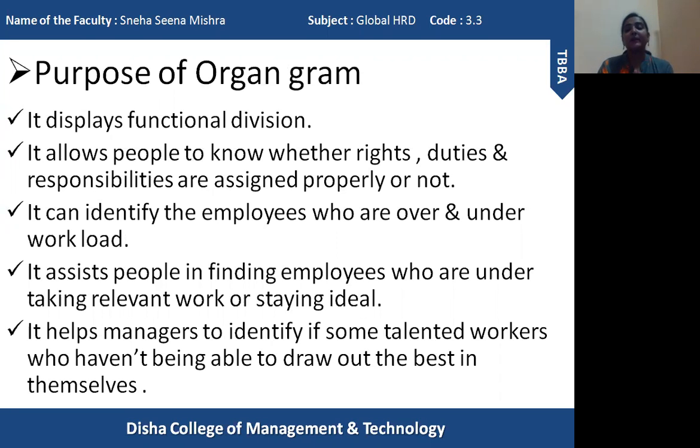Functional division means when an organization is divided on the basis of function, like marketing, HR, production. These are the different types of functions. Okay, these are the different major categories of functions like production, marketing, sales and distribution, HR, finance. So these are different functions of the organization, and it displays the functional division, how the organization is divided into different types of functions. So it represents the functional division of the entire organization structure.